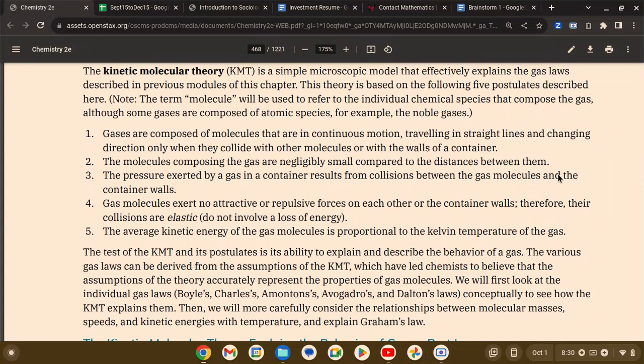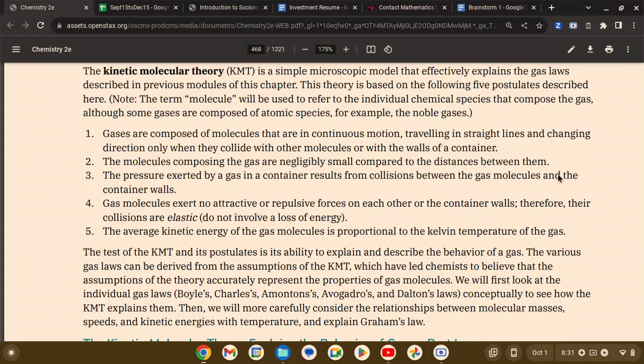1. Gases are composed of molecules that are in continuous motion, traveling in straight lines and changing direction only when they collide with other molecules or with the walls of a container. 2. The molecules composing the gas are negligibly small compared to the distances between them. 3. The pressure exerted by a gas in a container results from collisions between the gas molecules and the container walls. 4. Gas molecules exert no attractive or repulsive forces on each other or the container walls, therefore their collisions are elastic. And 5. The average kinetic energy of the gas molecules is proportional to the Kelvin temperature of the gas.